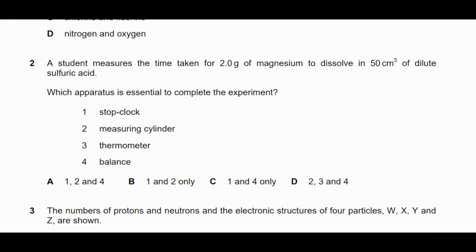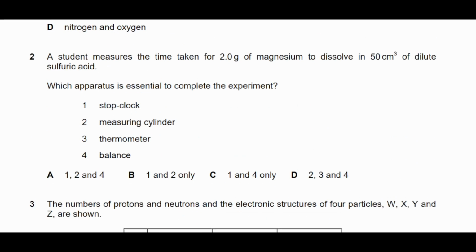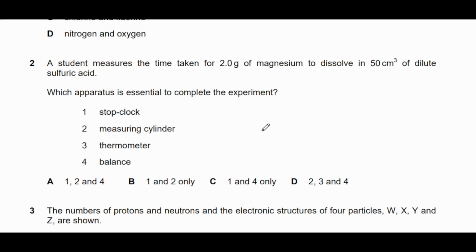Okay, question 2. A student measures the time taken for 2 grams of magnesium to dissolve in 50 cm cube of dilute sulfuric acid. Which apparatus is essential to complete the experiment? Right. So, he's measuring time taken, so you need a stop clock. He's measuring 50 cm cube, so you need a measuring cylinder. You don't need a thermometer because you're not measuring temperature here, but you do need a balance to measure 2 grams of magnesium. So therefore the answer is 1, 2, and 4, which is A.